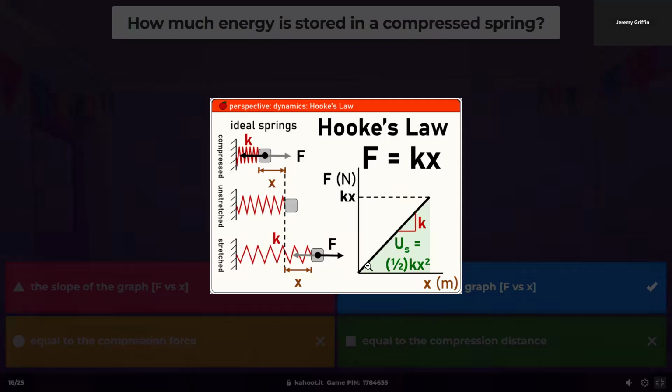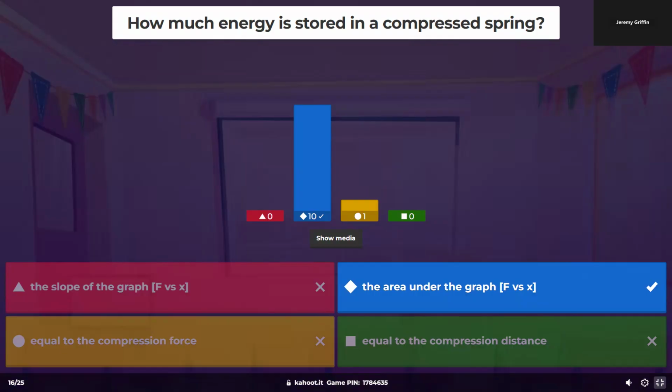Guys, look at this graph. As you compress the spring more and more, does it take more and more force to do that? Yeah. Okay. So on this graph, is this a constant force or a variable force? It's variable because it has a slope. So the more you compress it, the more the force. Okay. So that triangle shape tells you the work it took to compress it, therefore the energy stored in the spring, same number.